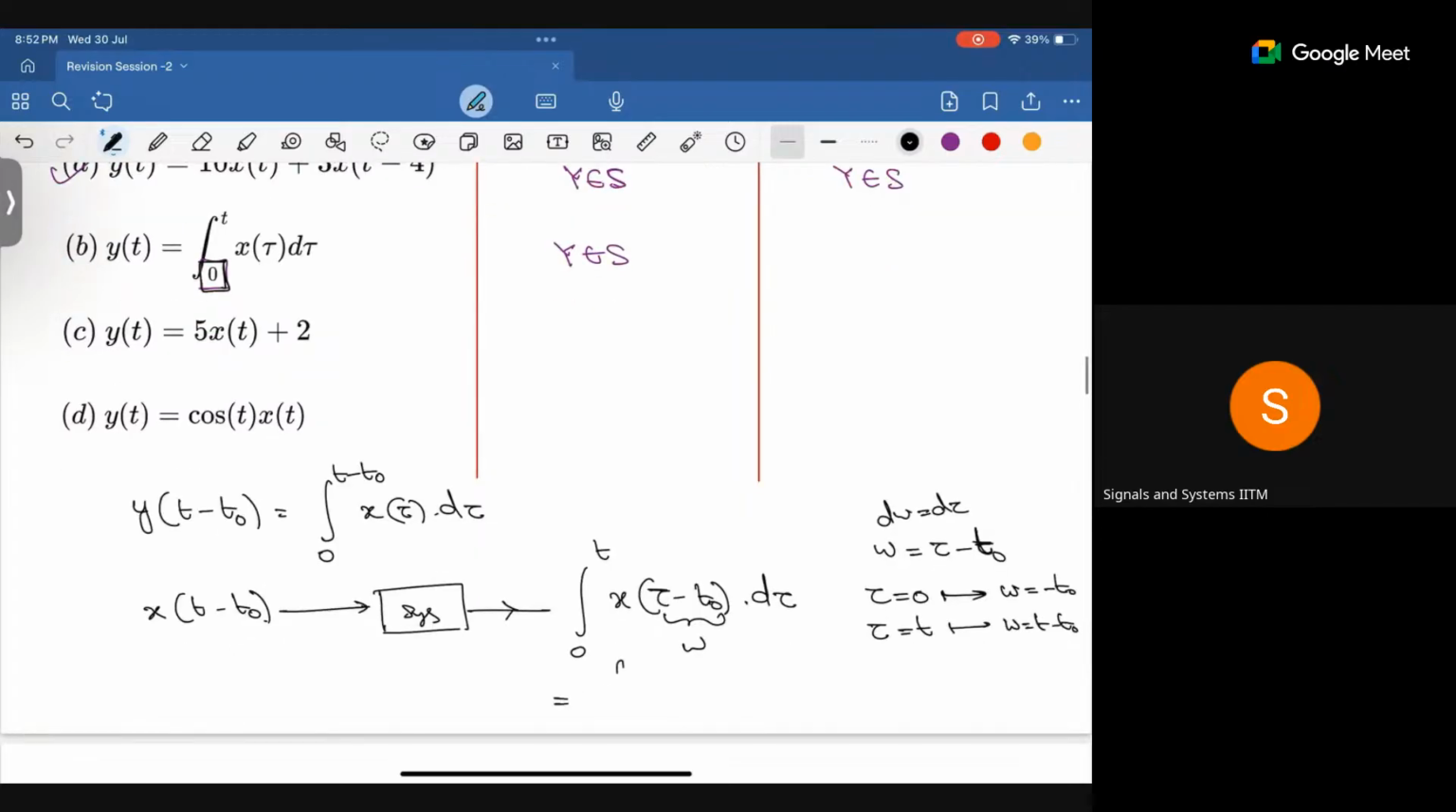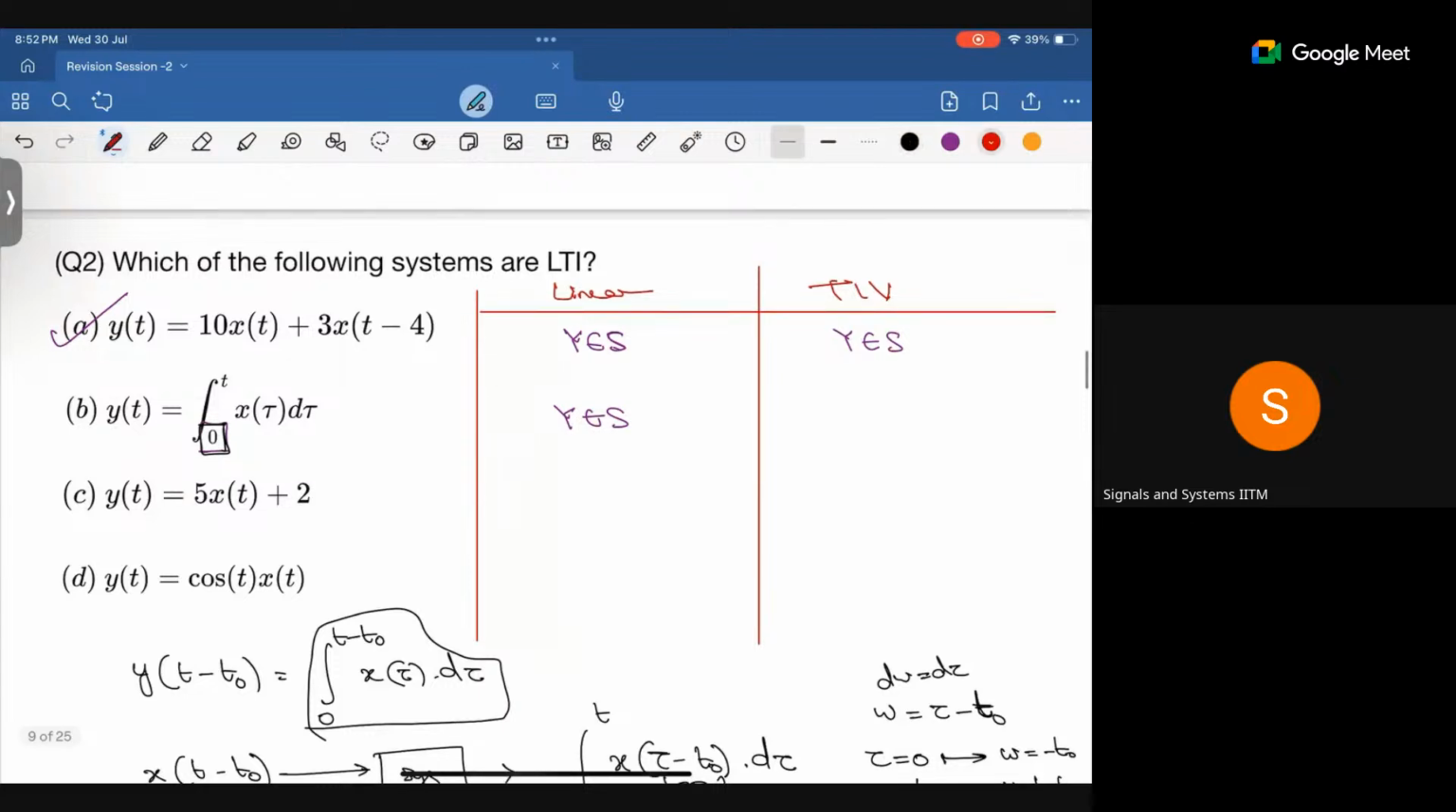So now this will be equal to the integral from minus t naught to t minus t naught of x omega d omega, you can replace it back to x tau d tau. So you can clearly see, this is not equal to this, because the lower limit here is 0, here it is minus t naught. So just be a little careful, look at the expression clearly, and then you comment. Okay, hope this is clear.